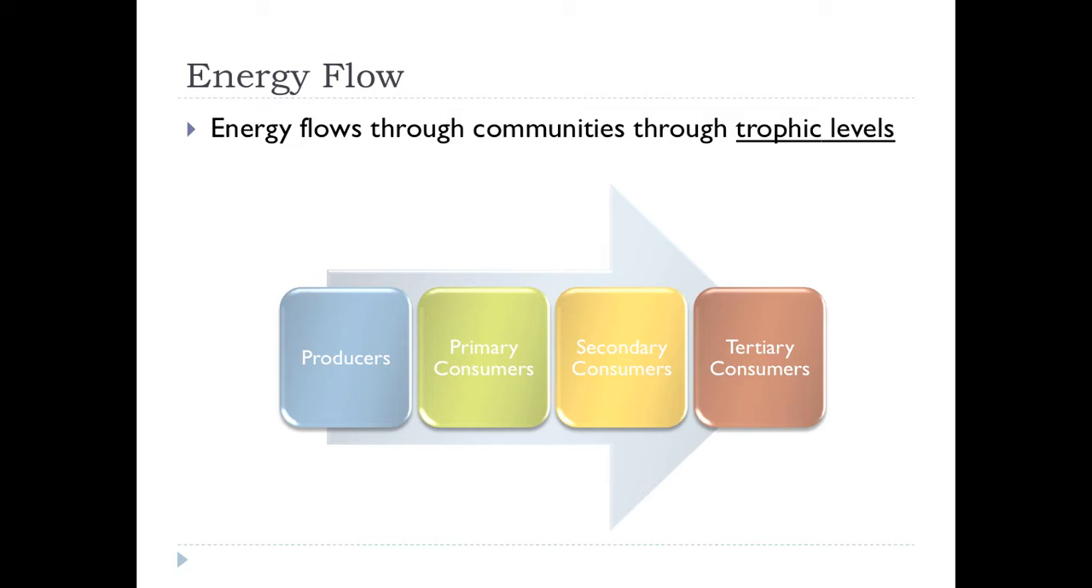Energy actually flows through communities through different trophic levels. So producers are the ones that are actually capturing that sun energy and changing it into chemical energy, or into sugars and carbohydrates, through photosynthesis. Then primary consumers are going to be eating producers. Secondary consumers eat primary consumers, and tertiary consumers eat secondary consumers. So the energy starts off in the producers, and it's going to flow through these different levels, and these levels we call trophic levels.